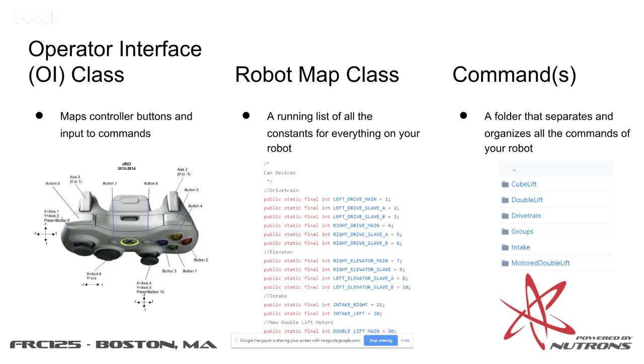And the commands is a folder that separates and organizes all the commands of your robot. Usually you'll have commands for all your different subsystems, like the elevator's cube lift, the drivetrain, intake, and so on, and this folder holds all your commands. That makes sense.